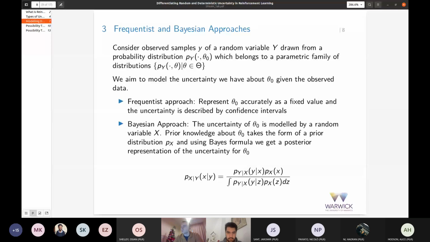Whereas with the Bayesian approach, the uncertainty about theta naught is modeled by a random variable x, and we can represent prior information with the probability distribution p_x, and then through Bayes' formula find the posterior distribution, which is good because it provides a full characterization of the posterior uncertainty with quite a natural interpretation. But it's not great because it can be computationally demanding because of the integral in the denominator. It's not faithfully representing theta naught as a fixed value.